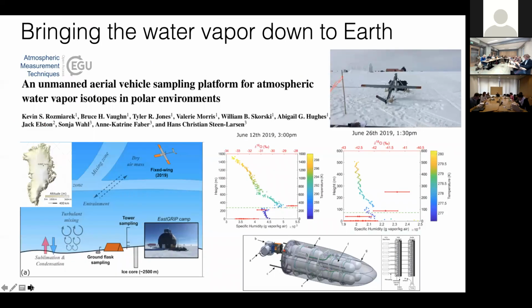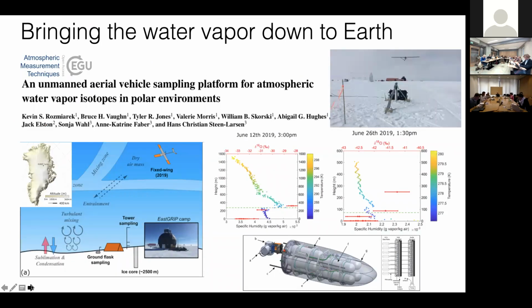So this is a paper that is fresh out of the press from last week by colleagues from the University of Colorado, in which we said, what if, instead of being constrained to the ground, we could actually get observations from the atmosphere? And what if, instead of flying the analyzer on an aircraft, we took the samples and brought them down to Earth using a drone? So this is what we did.